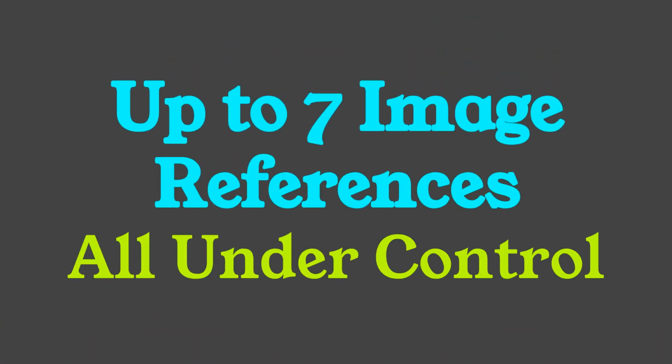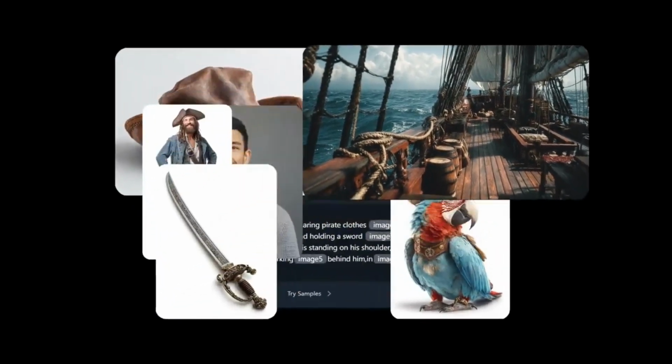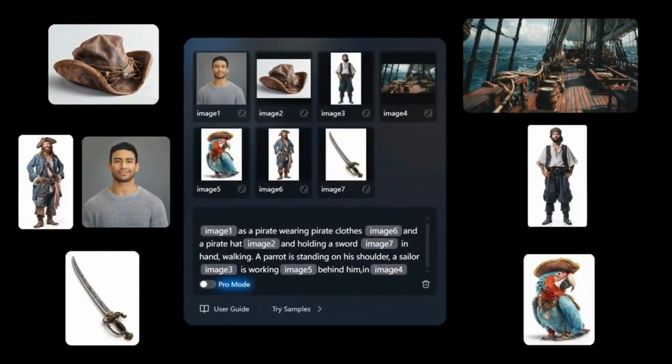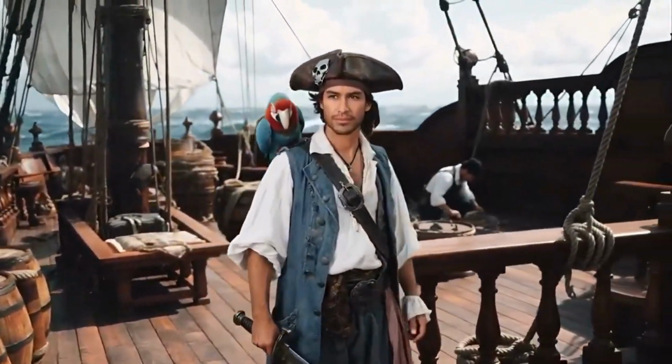Vidu allows you to upload up to 7 different items, like characters, props, or backgrounds. Each one can be used separately and switched around. If you think of a new idea while writing, just change one of the items. You can update any part without having to rewrite your whole scene.